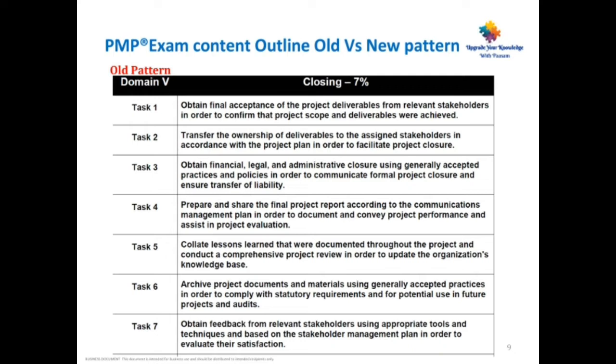Task 4, prepare and share the final project report according to the communication management plan. Task 5, collect lessons learned, that is an important task. Task 6, archive project documents and materials. Task 7, obtain feedback from relevant stakeholders that will help for future projects and or the next phase of the project. Next, we will go through the new pattern.